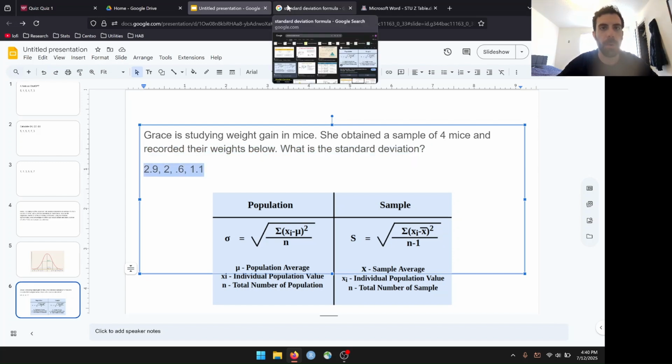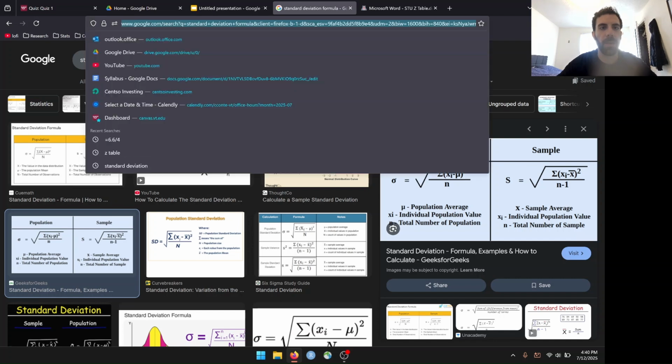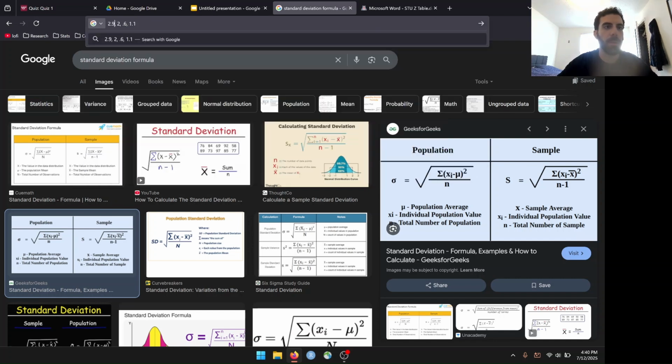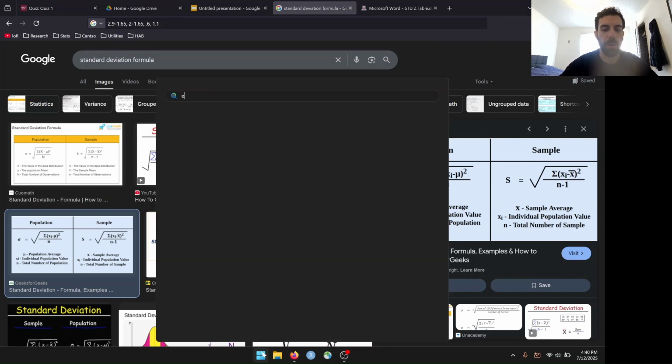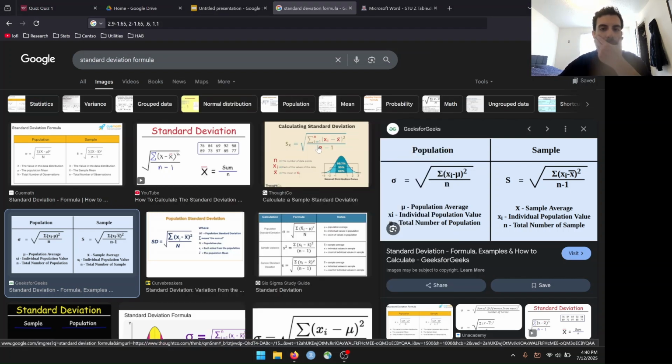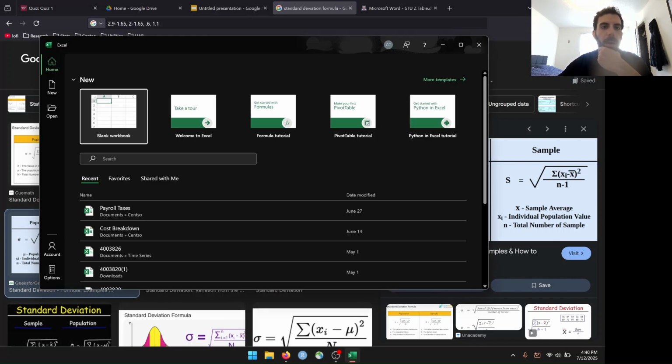So we know the mean is 1.65. So I'm going to take all these data points. I'm going to subtract 1.65 from all of them. And I'm going to get a new set of data points. And you know what? It might be easier to do this in a program like Excel. So I'm going to show you how to do this in Excel real quick.